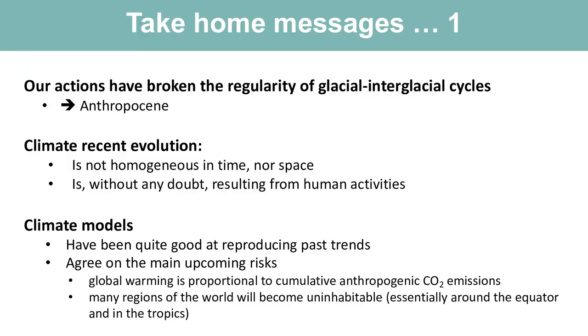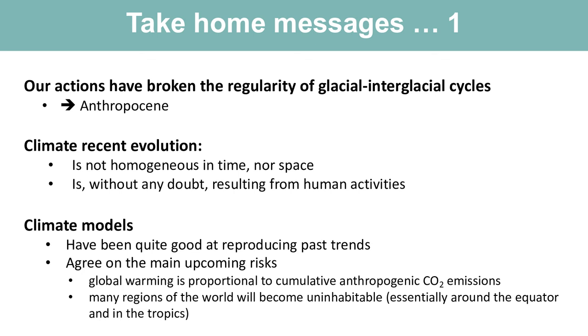Okay, so I've got just two slides, which are my take-home messages. I think our actions have broken the regularity of glacial interglacial cycles. That's why we talk about the Anthropocene. This term is largely debated among scientists and placed at different times in the past, but still we have done something that is at the scale of major interventions. The recent evolution is not homogeneous in time and space, and it's without any doubt resulting from human activities.